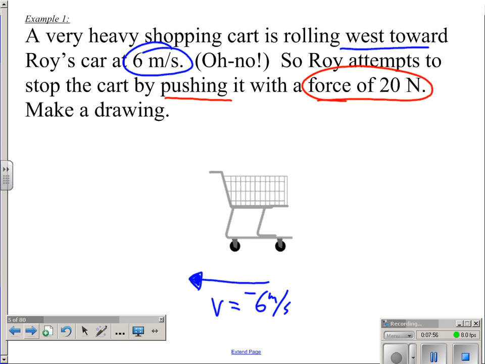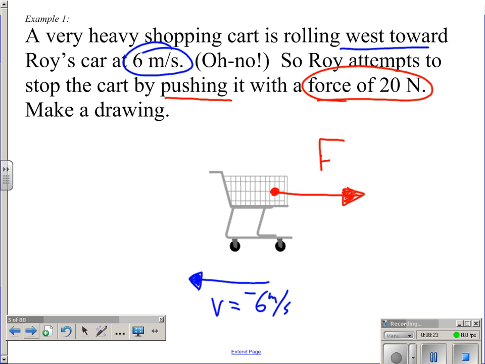If the cart is rolling now on my screen to the left, to stop it, we'd have to push it to the right. Okay, so when you draw force vectors, when you draw these force arrows, the arrow always needs to start in the object and point out. So I'm going to put a dot in the center of my object, and the arrow is going to point out from there. That red arrow that I just drew represents a force because it starts inside the object and points out. And then I'm going to label the force.